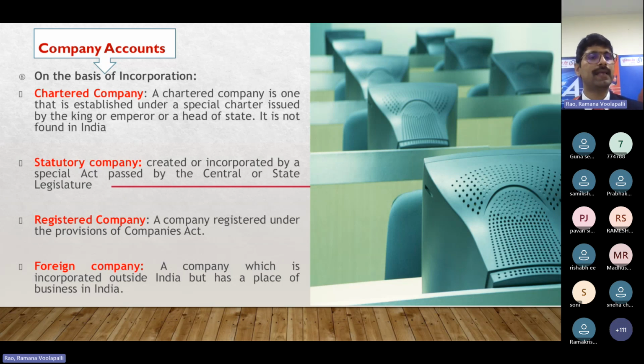Another one is a statutory company, created or incorporated by a special act passed by the central or state legislature. Registered company: a company registered under the provisions of the Companies Act. Foreign company: a company which is incorporated outside India but has a place of business in India. These are all the basics based on incorporation. What is functional in India is the statutory company, registered company, and foreign company.